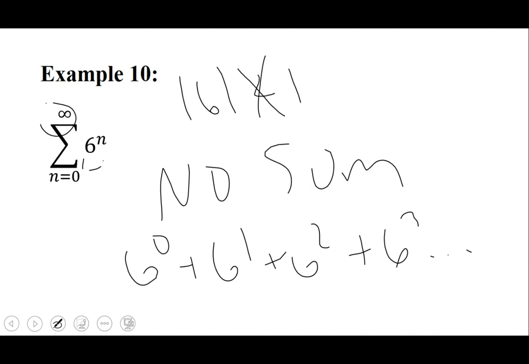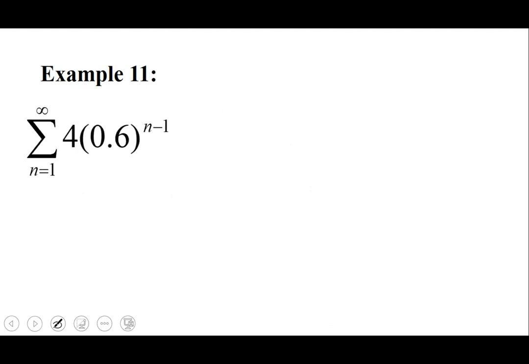That is not getting closer and closer to any particular value, which means that your answer would simply be no sum. Here in number 11, go ahead and take a look at the infinity.